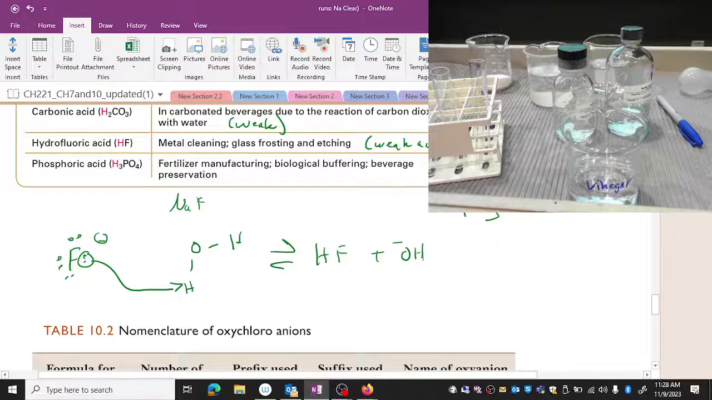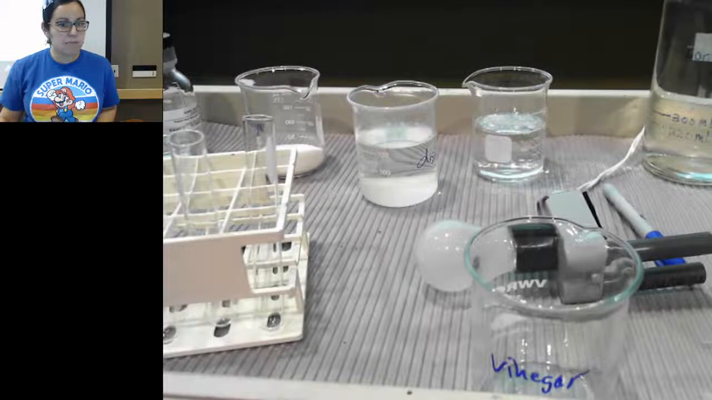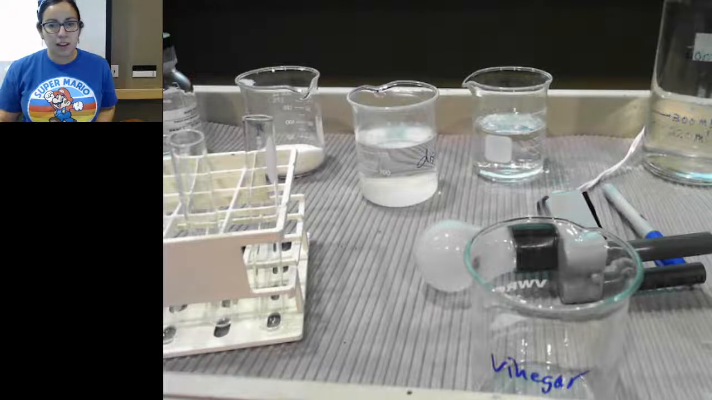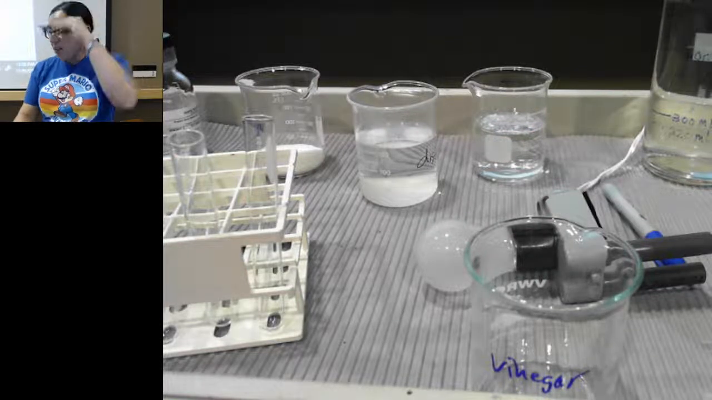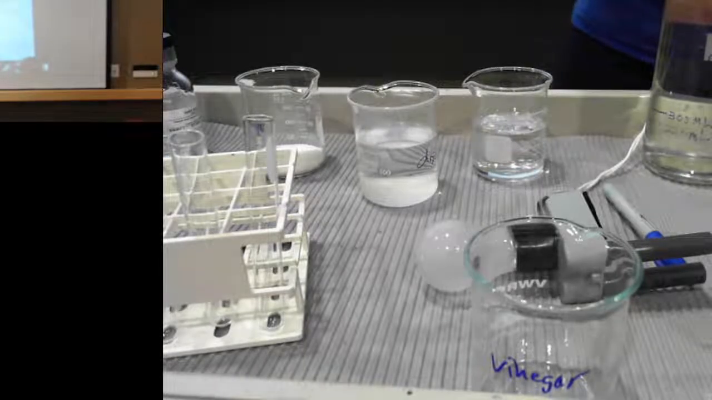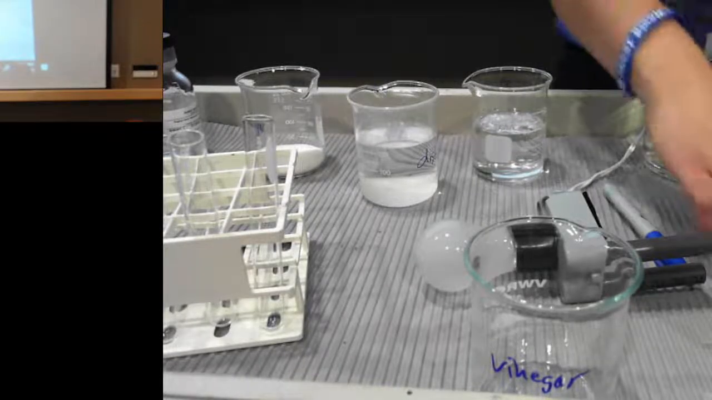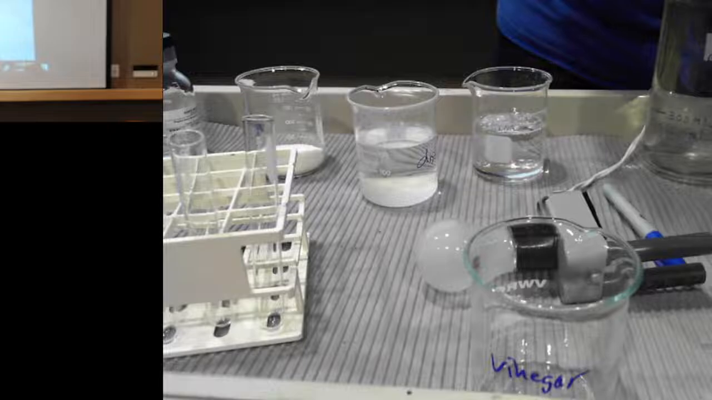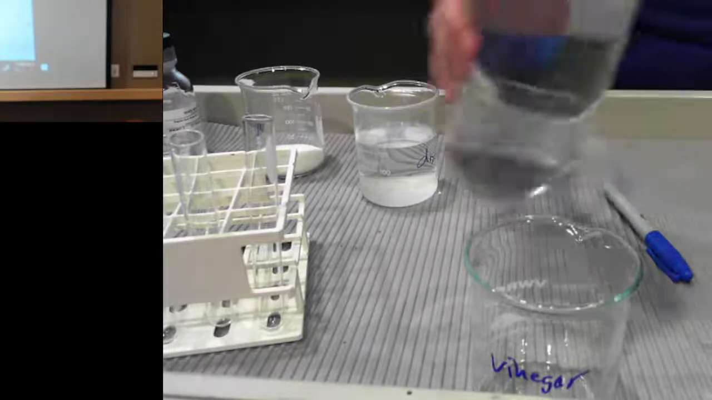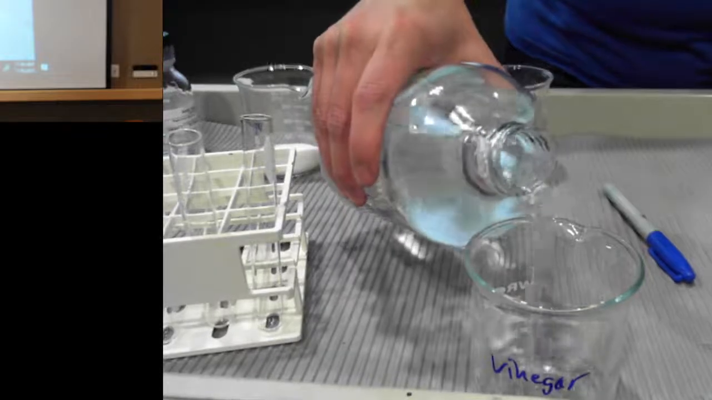All right, let's look at this demo now to compare. So we're trying to show that HCl is a nice strong acid. And so we have this 1 molar, which I'm now pouring into the improperly labeled vinegar container. Let's get this out of the way. I'll try.